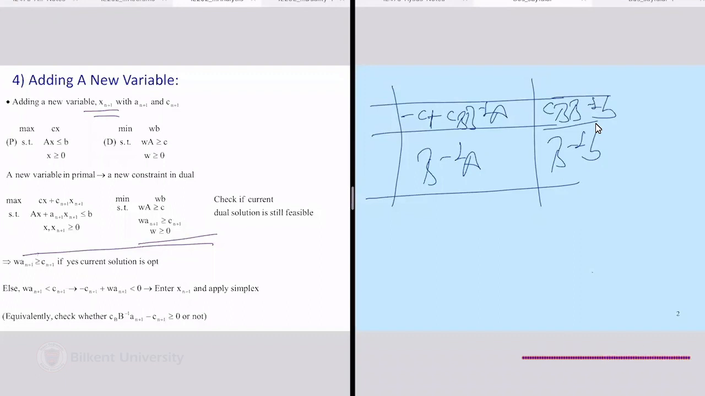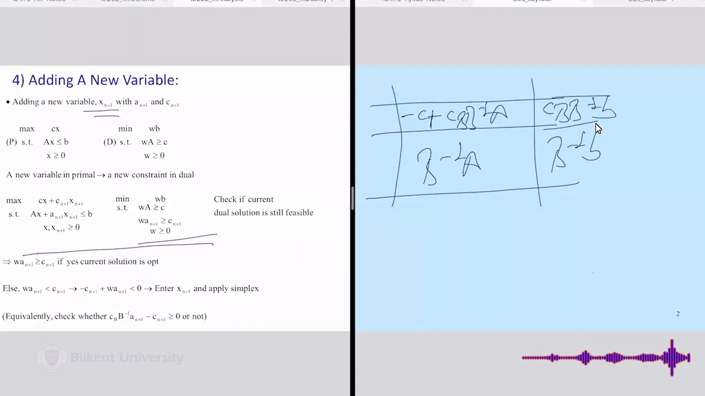Yes, Ilhan? What do you think? I think feasibility can remain if we add a really redundant constraint, then it can stay the same. I'm not adding a constraint. I'm adding a new variable. Sorry, I'm adding a new variable for my primal problem. And I'm asking you, can my current solution remain feasible? So then, will primal feasibility remain intact?